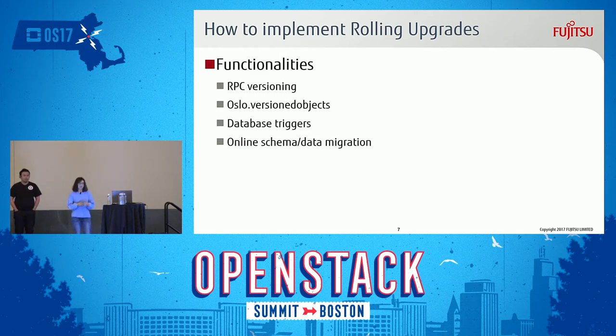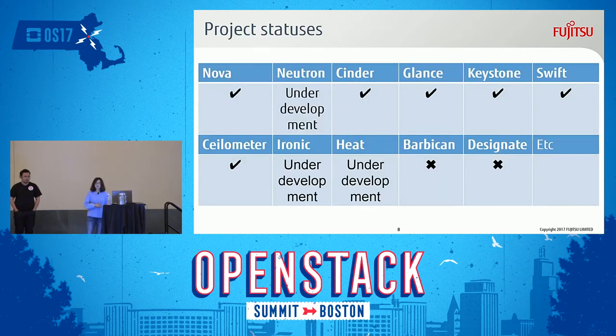And also, for the database side, we definitely need a mechanism so that both old code and new code can access the database. For some projects, they use database triggers to guarantee this access. And while we are doing the database schema or data migration, we do not want the migration to affect our running code. So we want an online manner of schema and data migration.